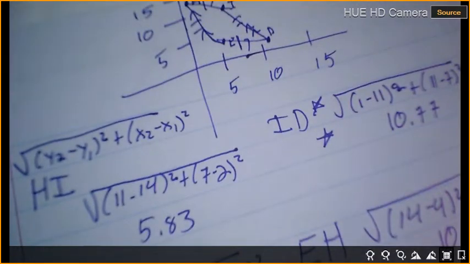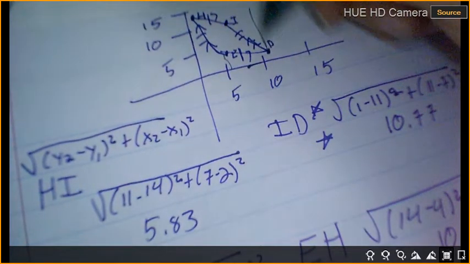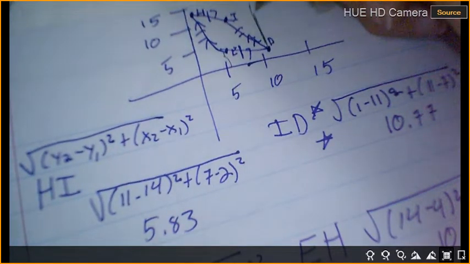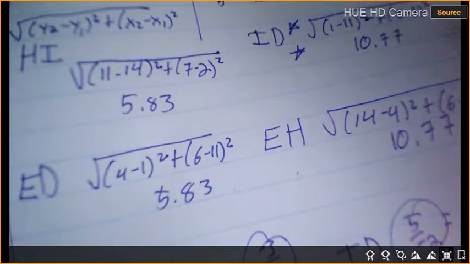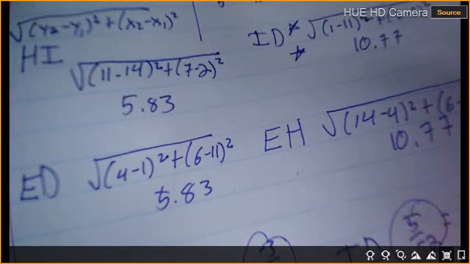I used the distance formula to do these. You could totally use Pythagorean theorem. That's what a lot of you have done, where you go like, okay, how much is it up? How much is it over? And then use Pythagorean theorem to do it. But I got H to I was 5.83. So was E to D. I got ID is 10.77 and E to H is 10.77. So opposite sides are equal.